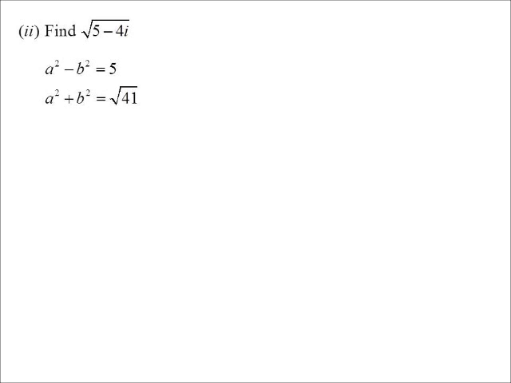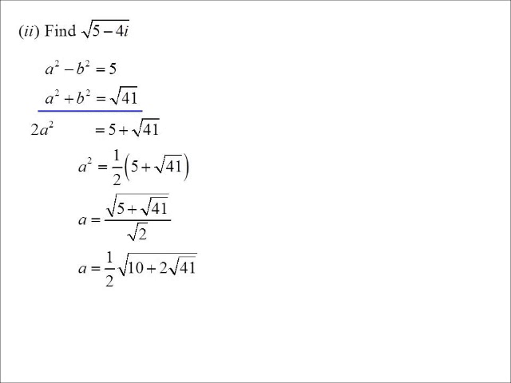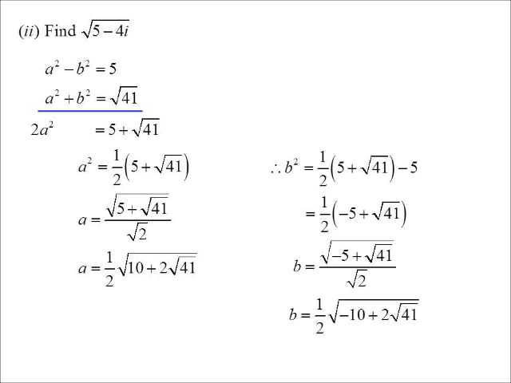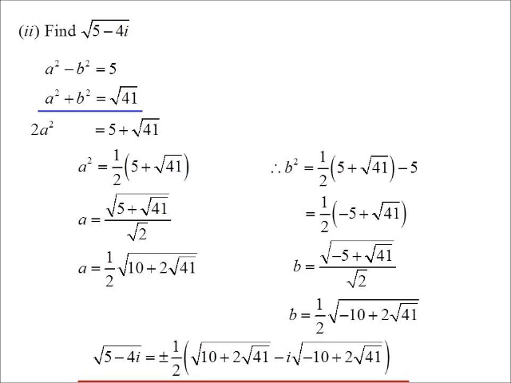Oh well, we'll persevere. So 2a squared is 5 plus the square root of 41. A squared is half of 5 plus the square root of 41. So a is the square root of 5 plus root 41 over root 2. In this case, I'm going to rationalise the denominator. There's just too many square root signs there. So I get a half of root 10 plus 2 root 41. Well, that's a. So b squared, well, I can rearrange this one. B squared will be a squared minus 5, and there's b. The imaginary part there is negative, so they will be different in sign. So there you go. The square root of 5 minus 4i is plus or minus a half of root 10 plus 2 root 41 minus i root negative 10 plus 2 root 41.